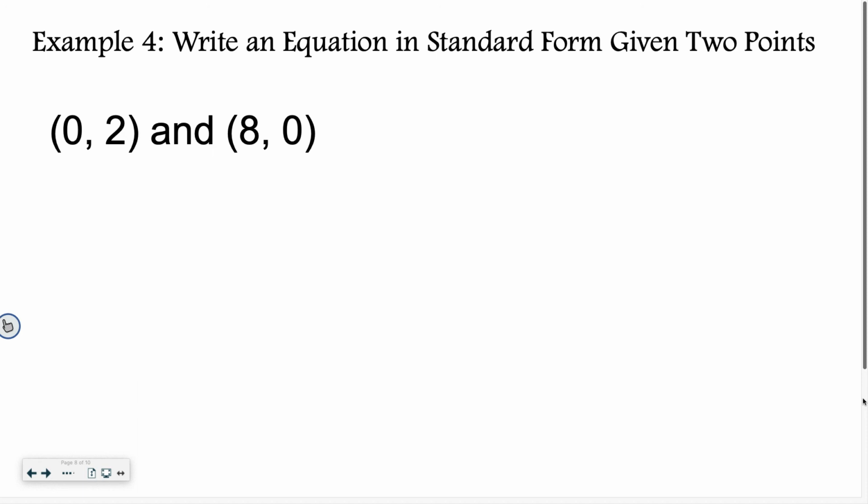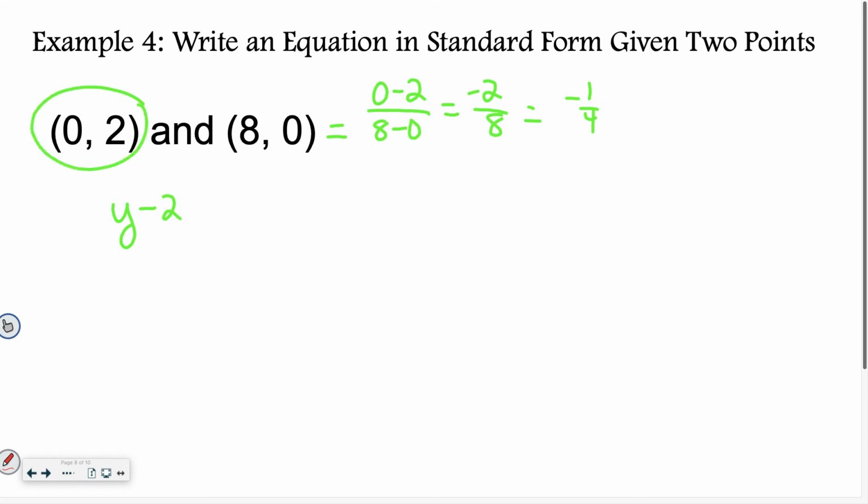So you can use those 2 points to find your slope, first of all. So you can say 0 minus 2 over 8 minus 0. That's negative 2 over 8, or negative 1/4. So I could use that to write an equation in point slope form. So I could say y minus 2, I'm just going to use this point right here for my point slope, equals negative 1/4 times (x minus 0).